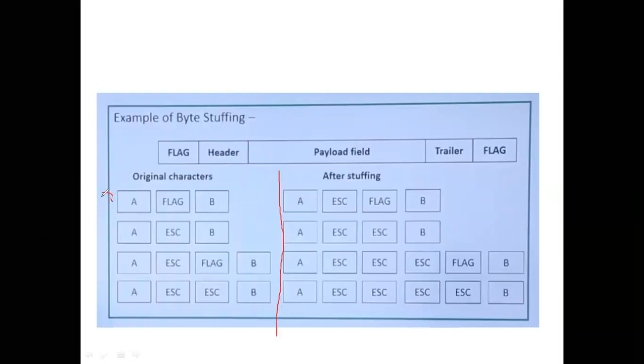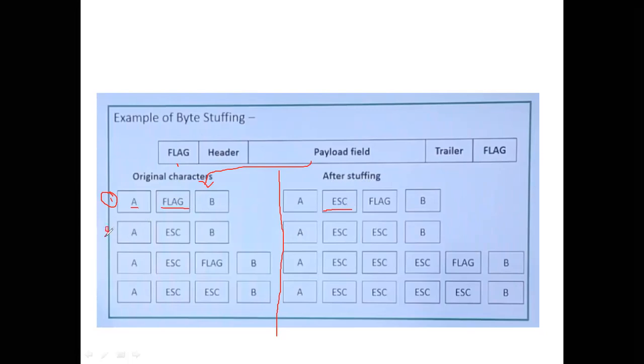See, when considering the first one, A flag B. We have to consider only the payload data for the original characters. Suppose the payload data is A flag B. Flag already exists in here. It can be considered as a starting delimiter of each frame, but it has accidentally happened in the payload field. So at character stuffing, before the flag we insert one escape.